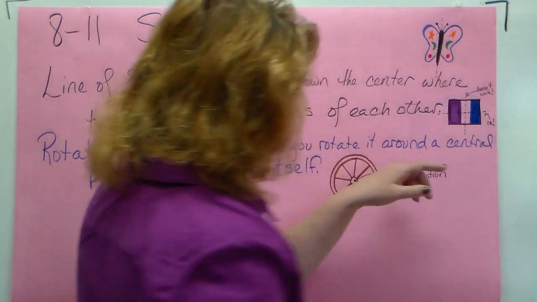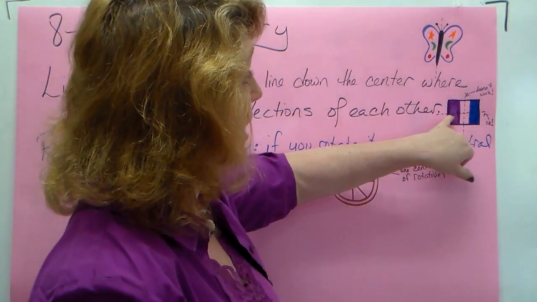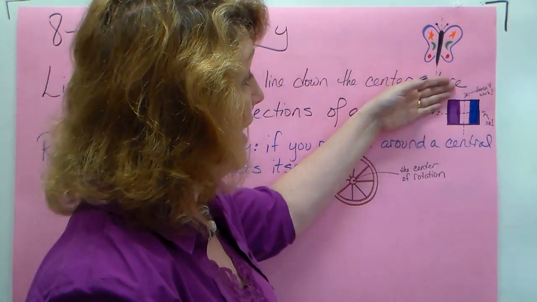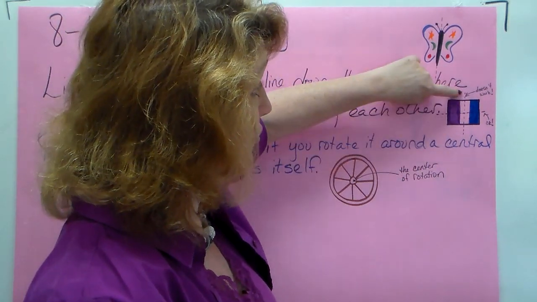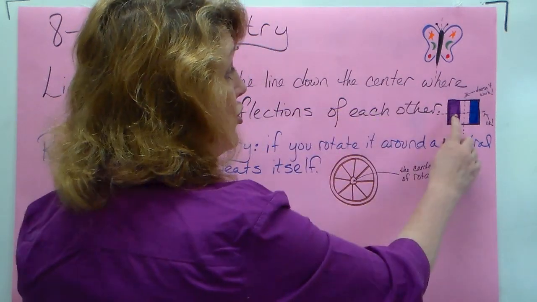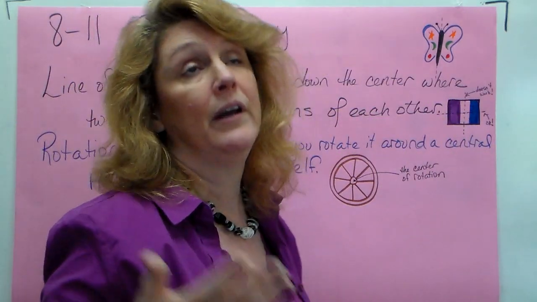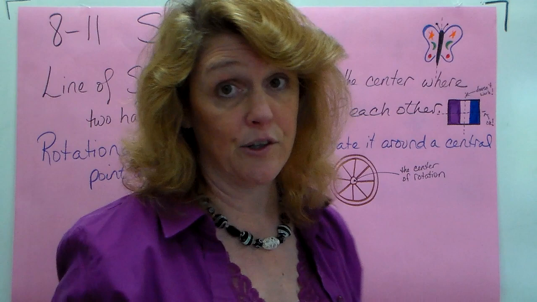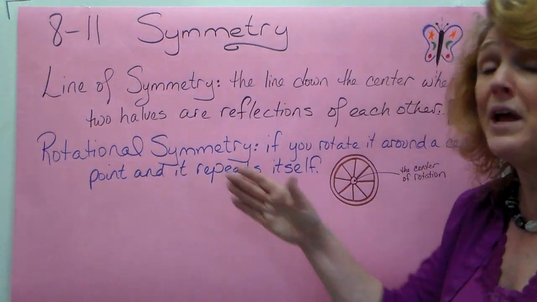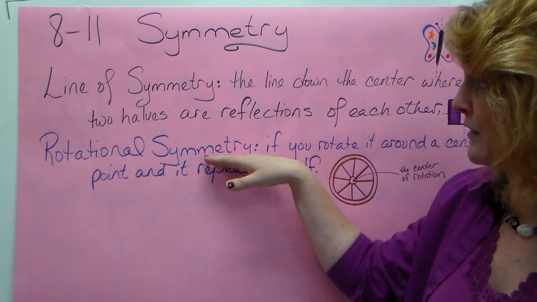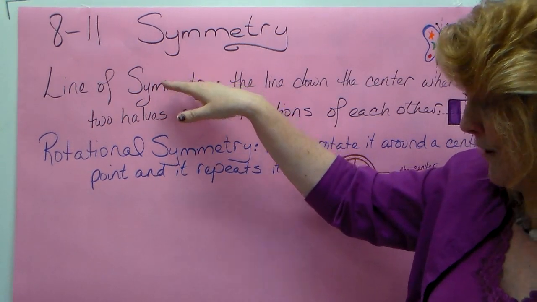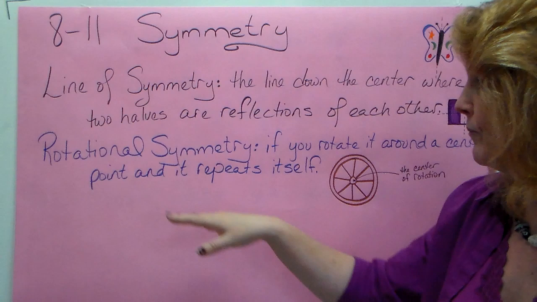Just like this one. I can draw a line across the center and one half folds over the other half, and that works just fine. But I can't draw a line here. Even though the shapes work out, the colors don't. And if it's in color, you've got to take that into consideration. Then we have rotational symmetry. My 7th graders are going to recognize the fact that we just did this in biology too.